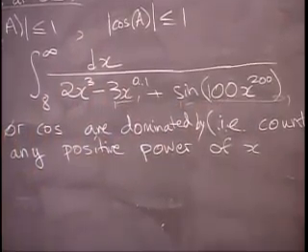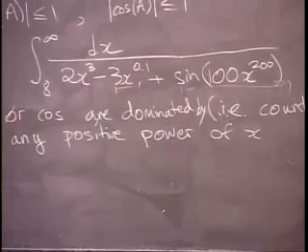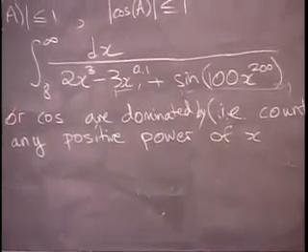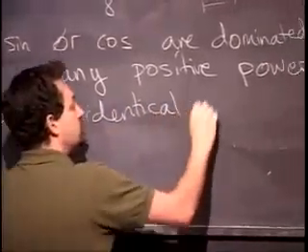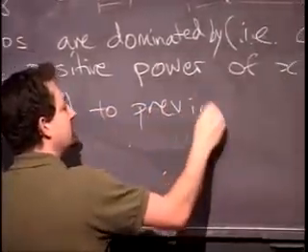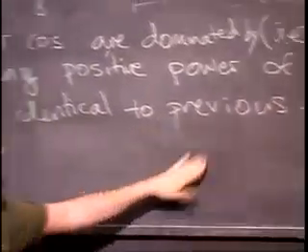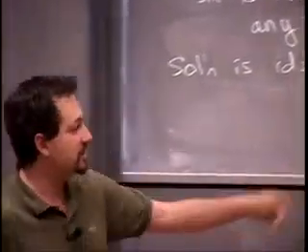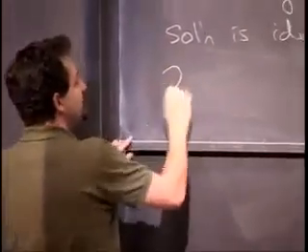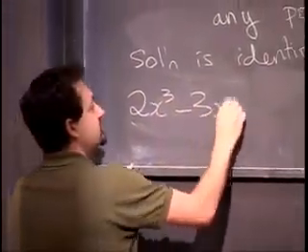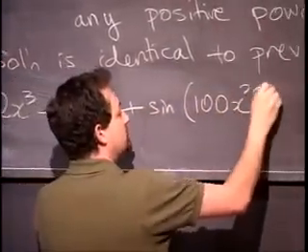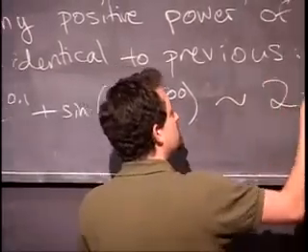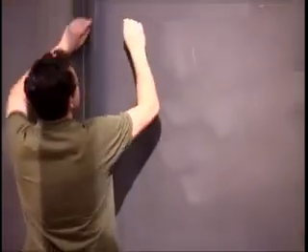So anyway, the point is, you just repeat the last problem. In fact, you repeat the last solution. The solution is identical to the previous one, except I'm not going to write out the full solution in order to save time. That's up to you, but let's just say how we modify it. What we really want is that 2x cubed minus 3x to the point 1 plus sine 100x to the 200 still twiddles 2x cubed, and we better prove it. It's a little more complicated than last time, but not much.